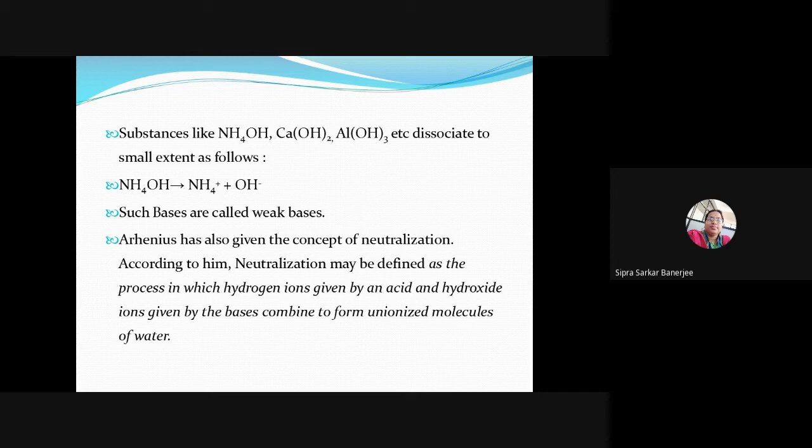unionized molecules of water. That means neutralization happens when a hydrogen ion given by the acid and a hydroxide ion given by the base give an unionized molecule of water, that is H2O. Whenever acid and base react, they form a salt and water. So this is the concept of the Arrhenius theory.